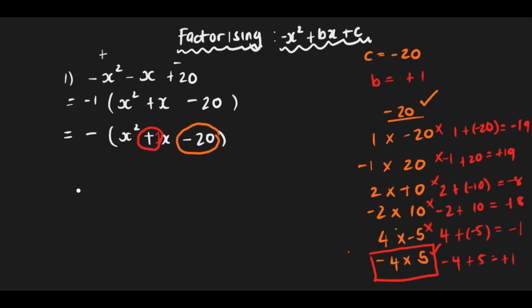So then we write our two brackets. You're going to write your minus, open two brackets like this. Then you're going to say x here, and x here. Then you're going to say minus 4 here, and this one is going to be plus 5. So this will be your final solution for this question.